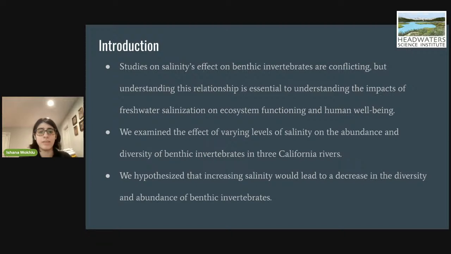Studies on salinity's effect on benthic invertebrates are often conflicting, but understanding this relationship is essential to understanding the impacts of freshwater salinization on ecosystem functioning and human well-being. As a result, in this project, we examined the effect of varying levels of salinity on the abundance and diversity of benthic invertebrates in 3 California rivers, and we hypothesized that increasing salinity would lead to a decrease in their diversity and abundance.